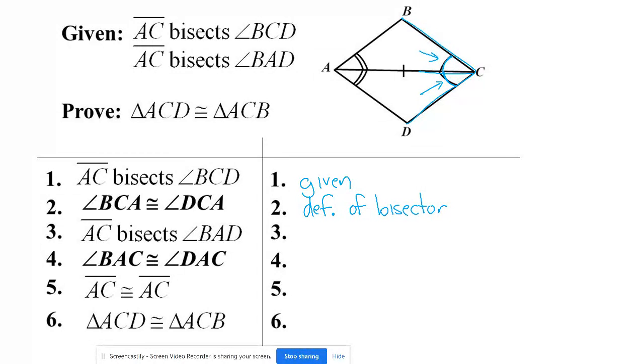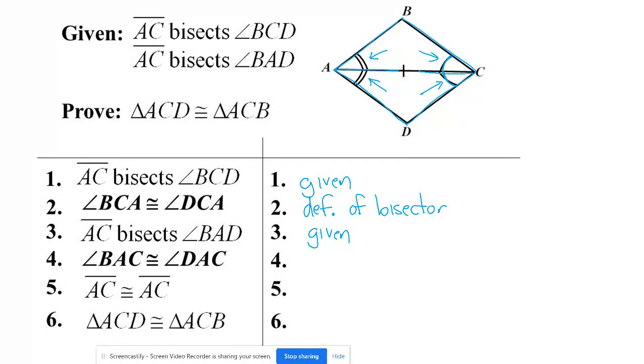All right, step 3, it says AC bisects BAD. That's our second given. And what's happening here is the exact same thing, just on the other side of the diagram. BAD is this big angle on the left. Line segment AC cuts that into two equal parts. And we're going to use the same reason.